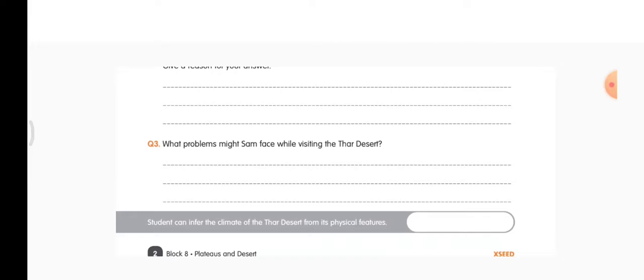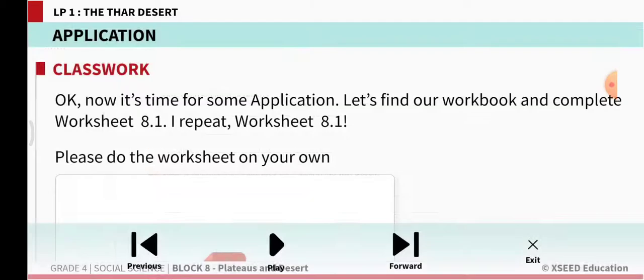Question 3. What problems might Sam face while visiting the Thar Desert? So when he is visiting the Thar Desert, what kind of climate will be there? What kind of shortage? And do you think he can travel easily in the desert? So mention 3 problems and write point wise. Now we are going to read the lesson from the content book.